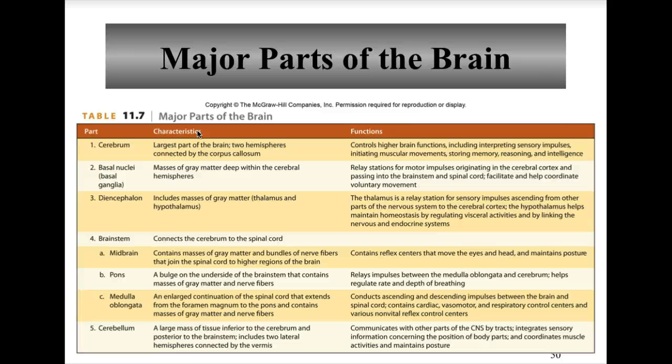So that's it for today on the brain and the spinal cord. Our next lecture will include the peripheral nervous system, which will be section 11.6. And we'll also look at 11.7, which would be the autonomic nervous system. And then that should take us to the end of chapter 11. And then we'll have our last chapter of the nervous system.